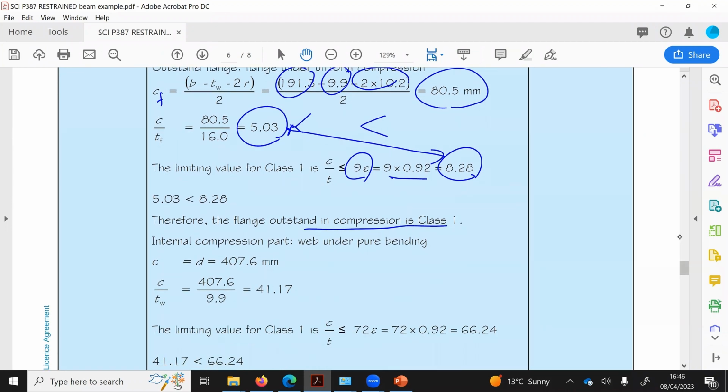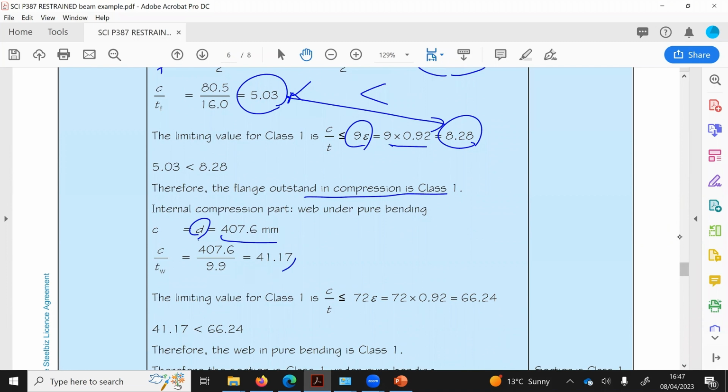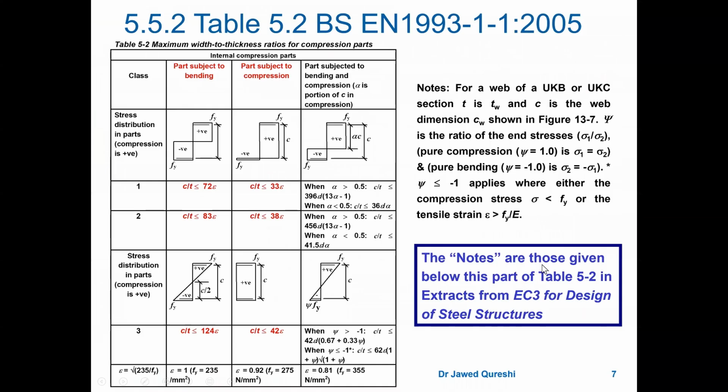Then I will move to CW over TW. CW is equal to simply D, which is depth between fillet, which is 407.6 from section table. This comes out to be 41.17. I have to compare this value with internal compression part. Here I'm classifying a beam, which means web will be subjected to bending, not compression.